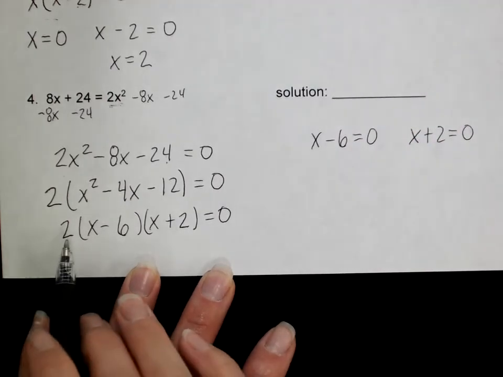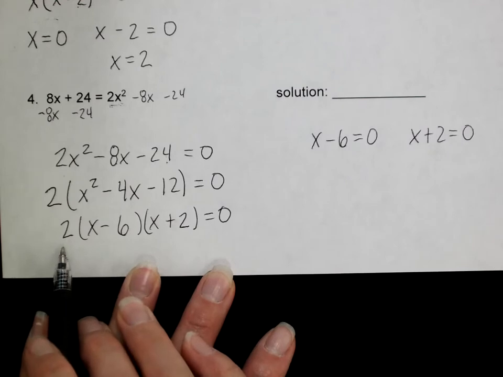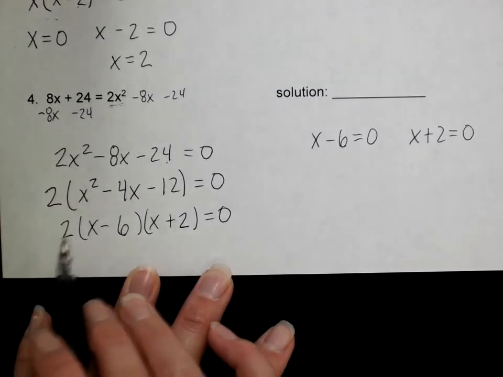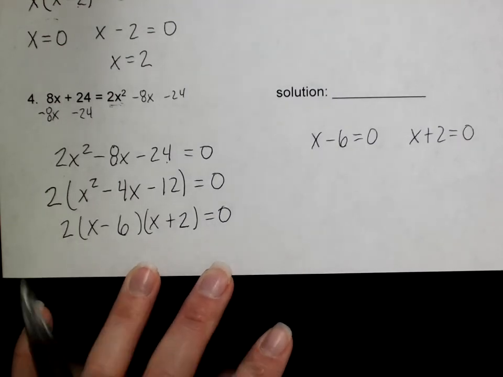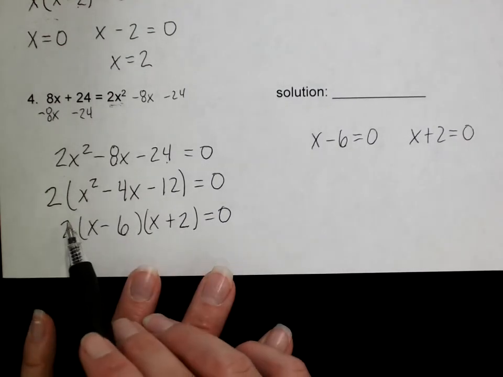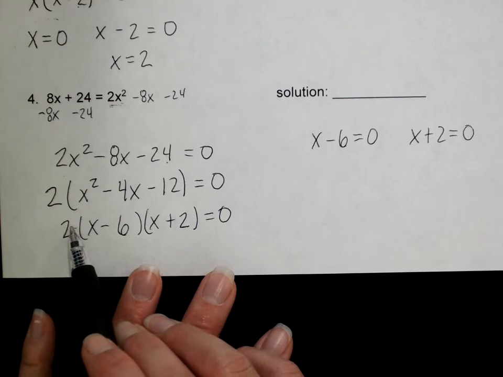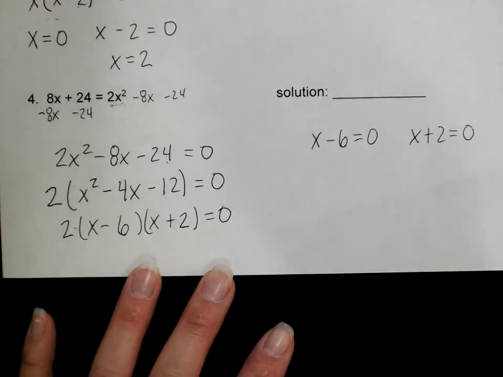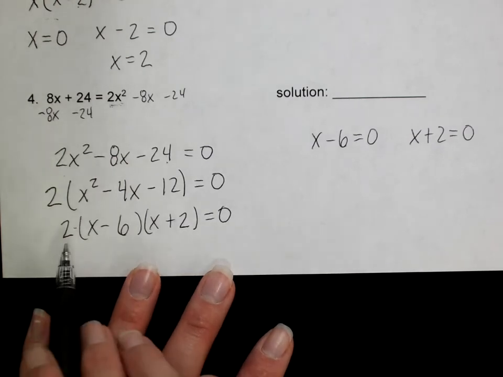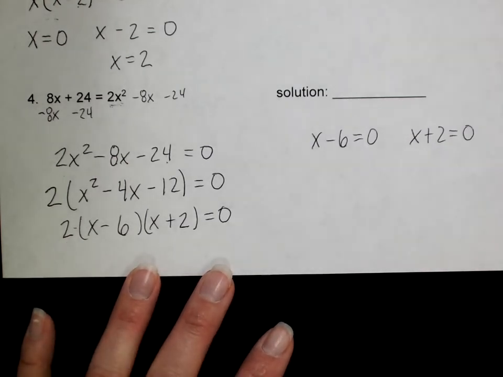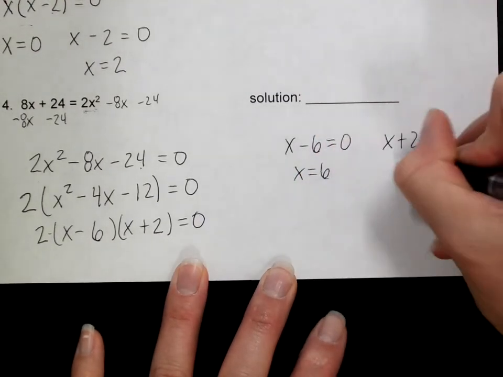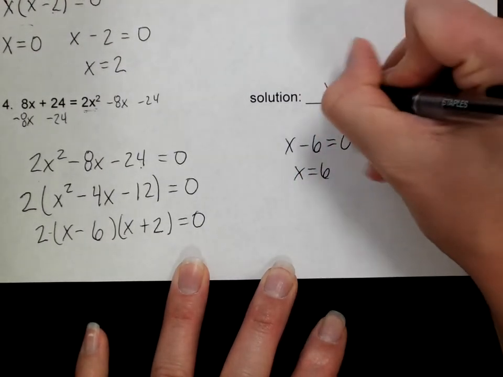Am I going to set 2 equal to 0? How do you set 2 equal to 0? There's not an x term there, so that's not going to help me find my solution. Now, if I had had to factor a 2x out of this equation, then I would need to set that term equal to 0 because it included an x value. X could be 0 there. 2 can never be 0, so it's not part of finding my solution. All I have to do is finish this. X equals 6 and x equals negative 2 are your solutions.